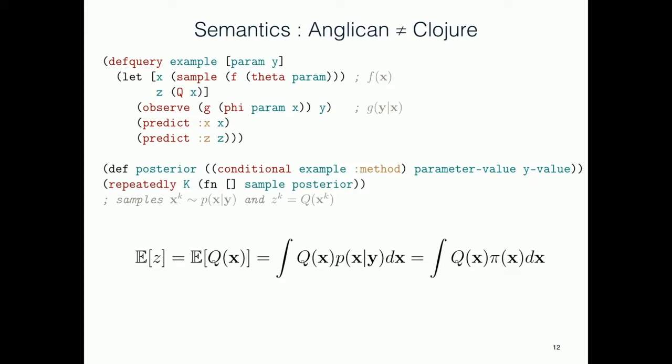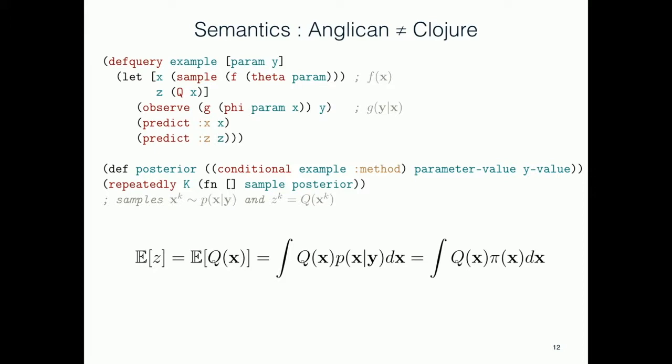There's a query, there's a name, you can have parameters and data in here, and in general, the program is going to sample some random variables from some distributions f, where theta might be a deterministic function of the parameters or something like that. There's going to be some return expression, which we'll write as some query, which is a deterministic expression of x, and we're going to observe under some distribution g, parameterized by something, some value y, and we might like to predict x and z. So we have predict, it's the same as return, basically.